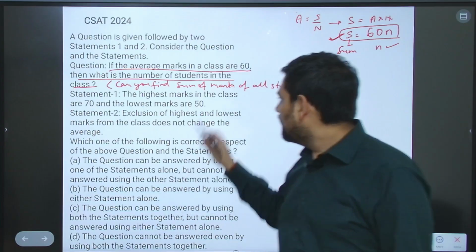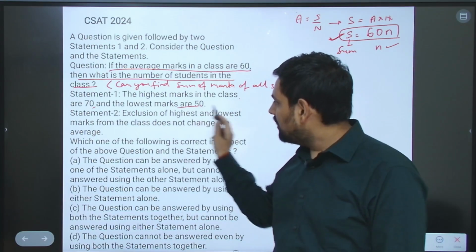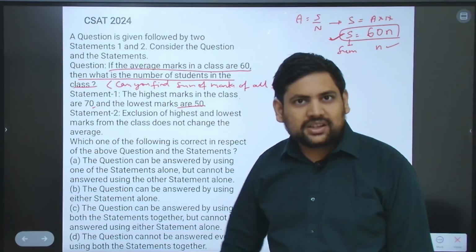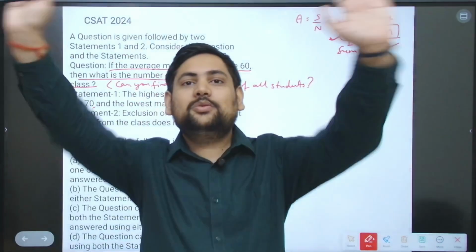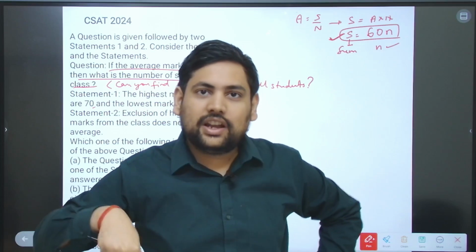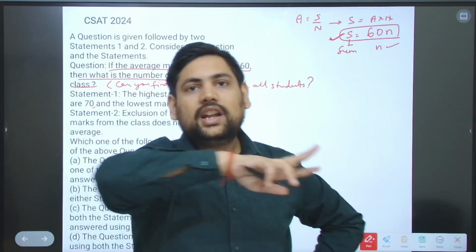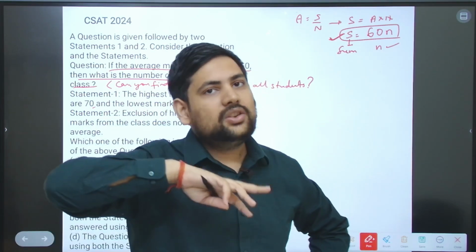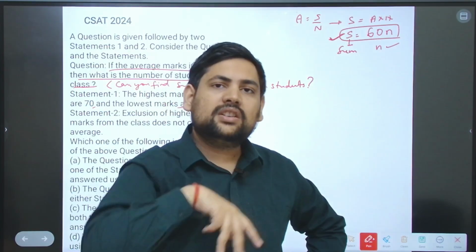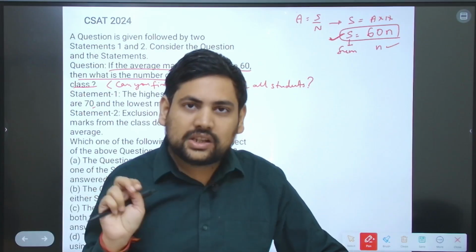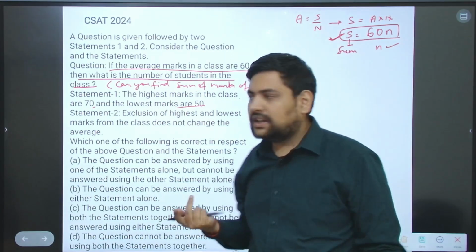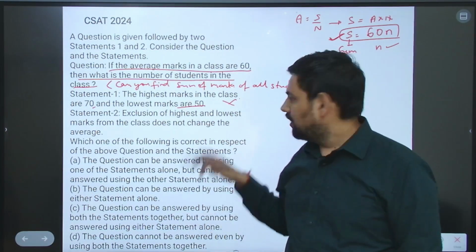Now first statement, the highest marks in the class is 70 and the lowest marks is 50. Can you find the sum using this? No. Imagine you are in school, class 6, there are 40 students. I tell you the highest is Raghav's and he got 70 marks, and the lowest is Anjali's, she got 50 marks. What is the total sum of marks? All students' marks you need, no? Correct. Without that how will you find the sum? So this is not possible, not enough at all.